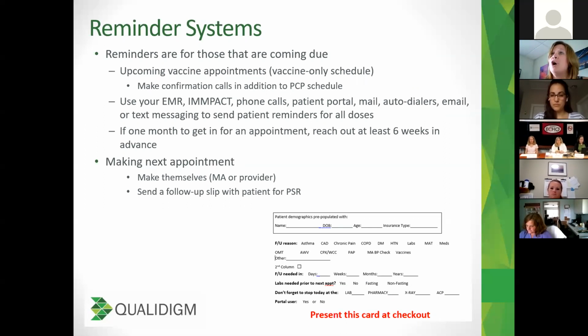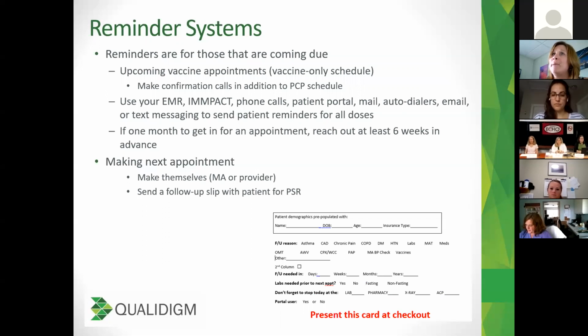So you could do phone calls, which we've talked about. You can use your portal, snail mail, auto dialers. So sometimes you can use confirmation call systems where they can just send a group of people a call that says you're due for whatever vaccines. You could do it by email or text messaging. And again, that doesn't really matter as long as you come up with a system.